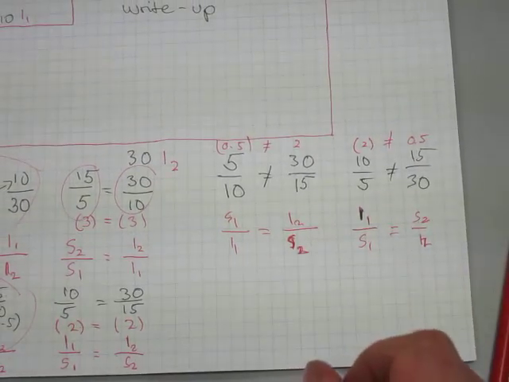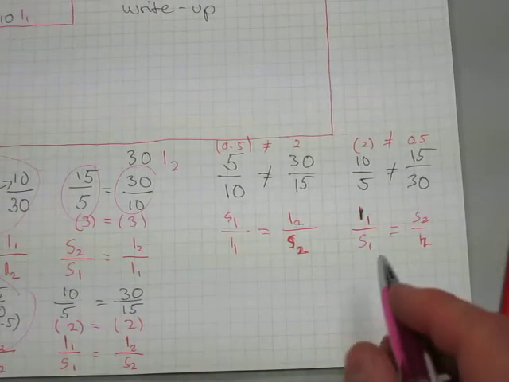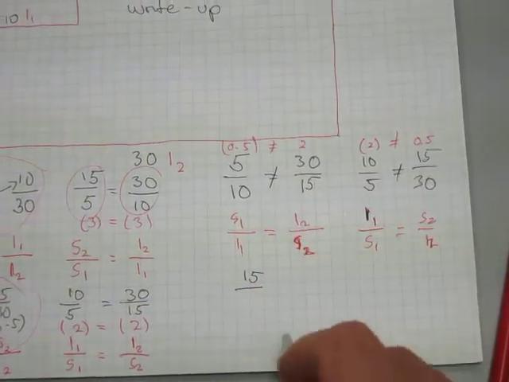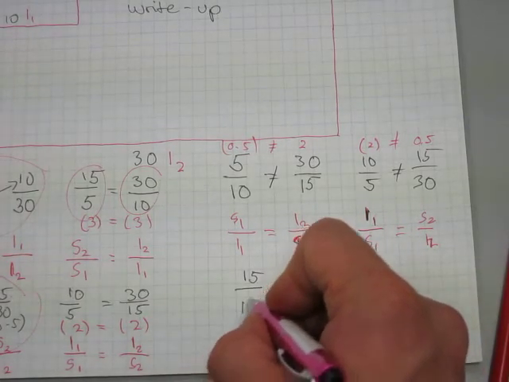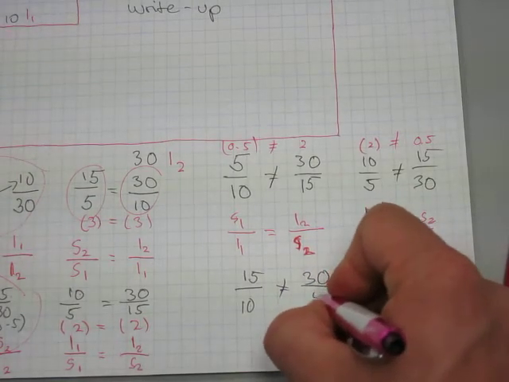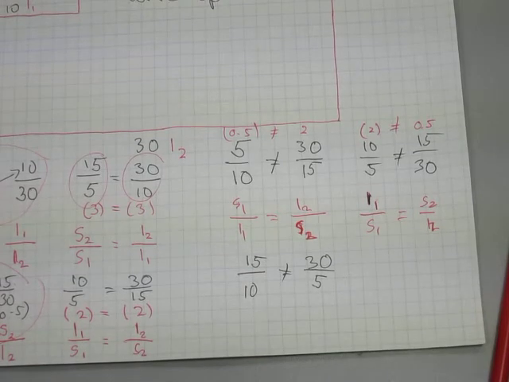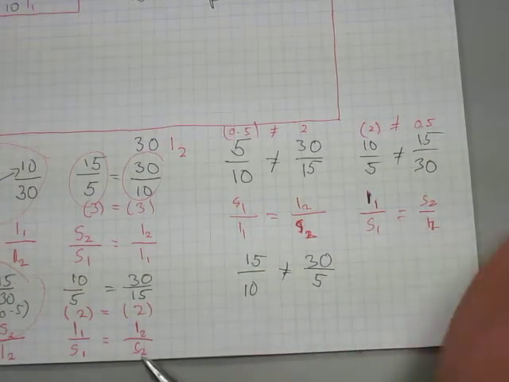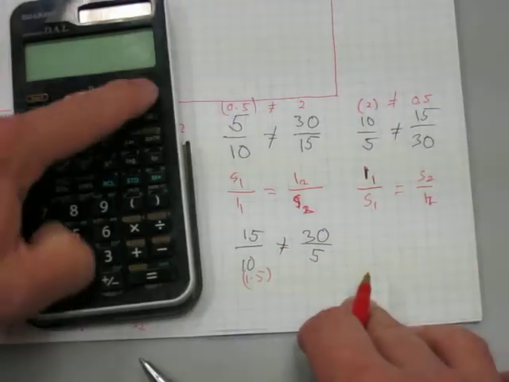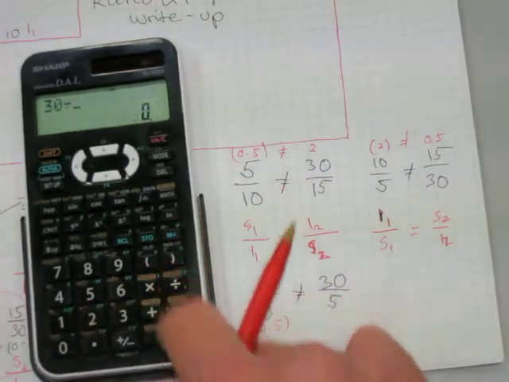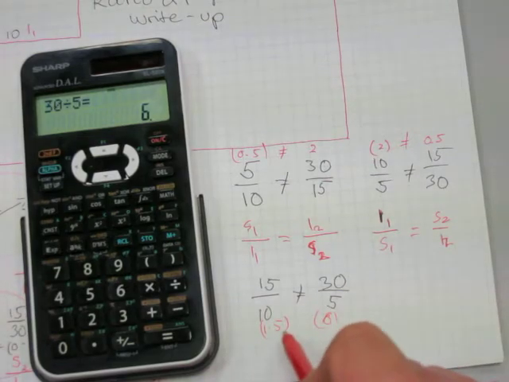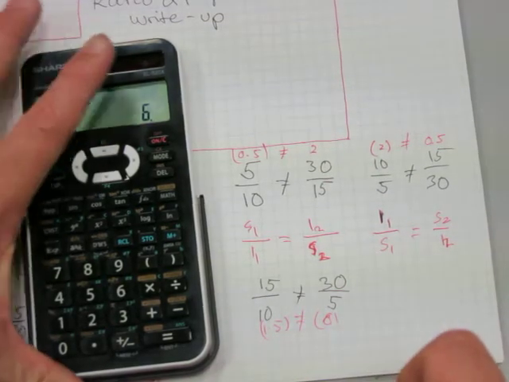Another combination that also doesn't work is 15 over 10, and it will not work with 30 over 5. 15 over 10 equals 1.5, and 30 divided by 5, I don't know, some super small, 30 divided by 5 is, oh yeah, 6, sorry, my bad. 1.5 here and 6 there, and they obviously are not equal.